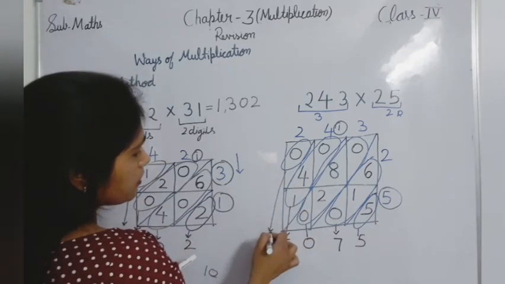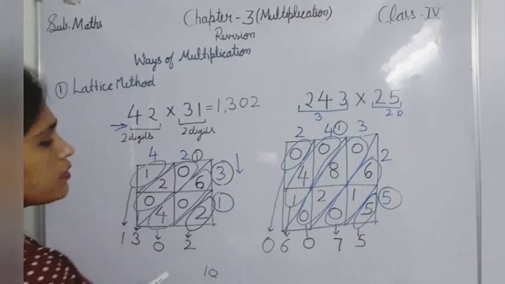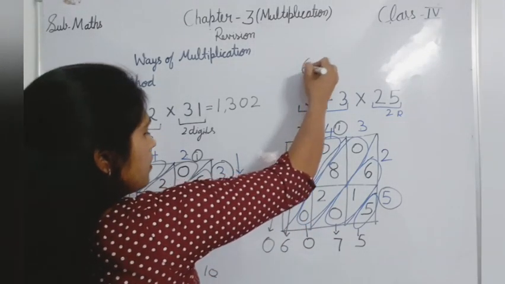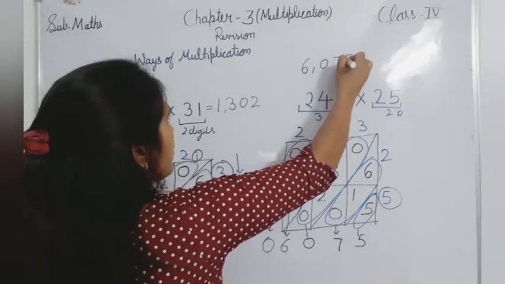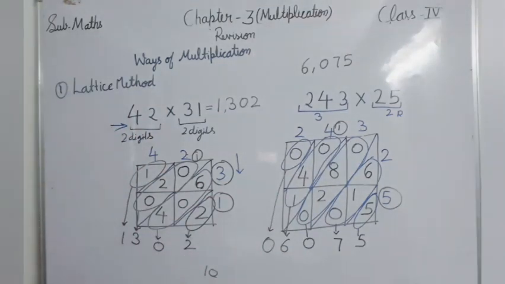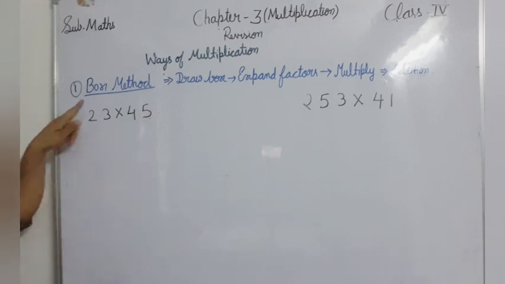And here we have 0. So it means what is our answer? Our answer is 6075. Clear? Lattice method is clear. Let's see the box method. Next method is box method.